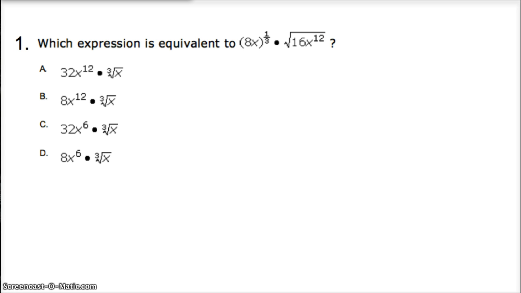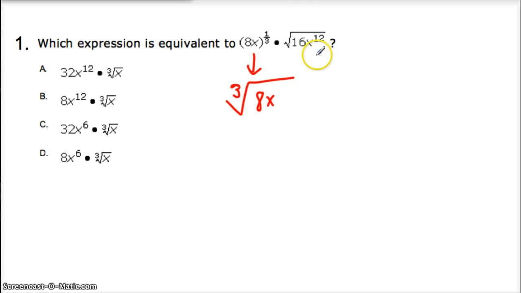Alright, so the first one says, which expression is equivalent to 8x to the 1/3 times the square root of 16x to the 12th? So on this problem, you should know by now, since we've gone over this, that this also means the cubed root. Since the 3 is the denominator, that becomes the index. And then 8x goes in here with an exponent of 1, but you don't really need to write the 1 because it's a 1.